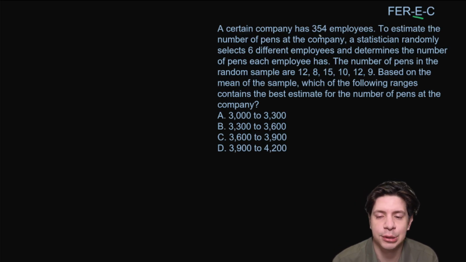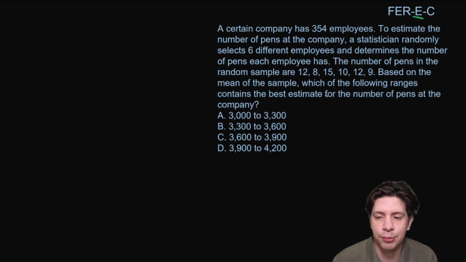A certain company has 354 employees. To estimate the number of pens at the company, a statistician randomly selects 6 different employees and determines the number of pens each employee has. The number of pens in the random sample are 12, 8, 15, 10, 12, 9.